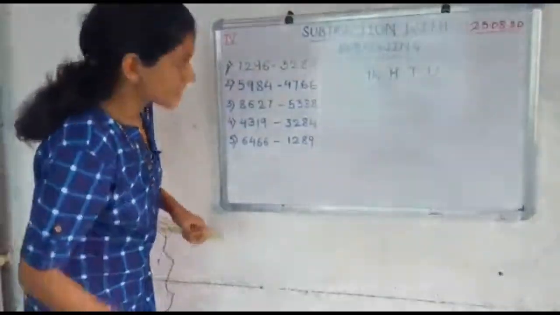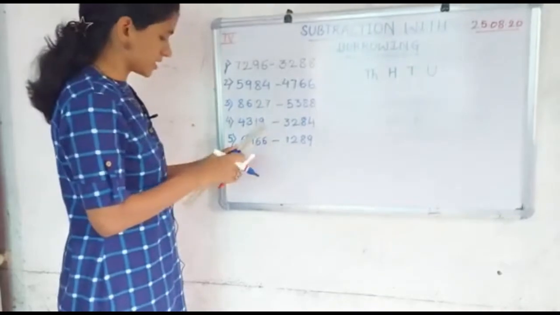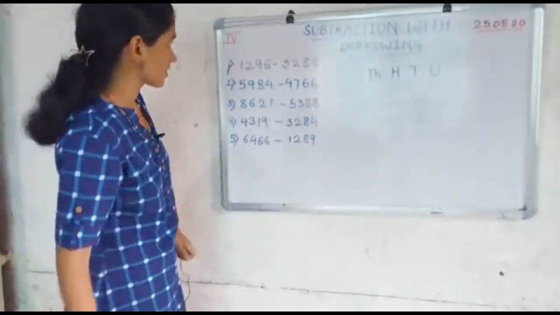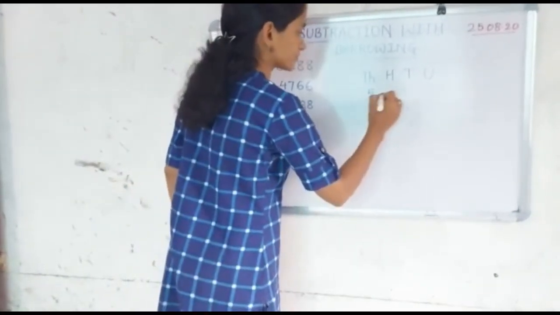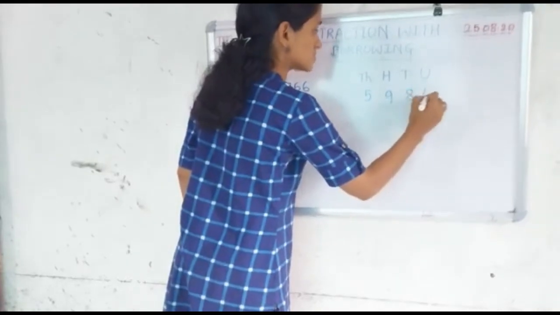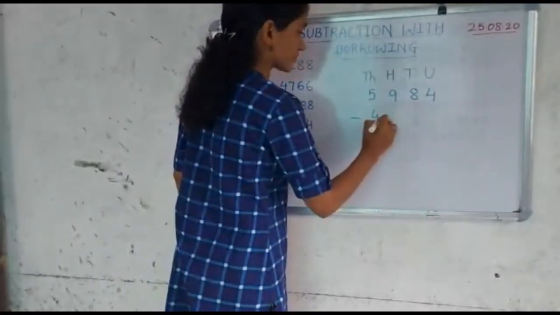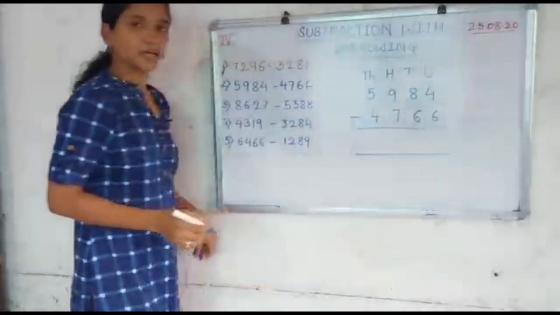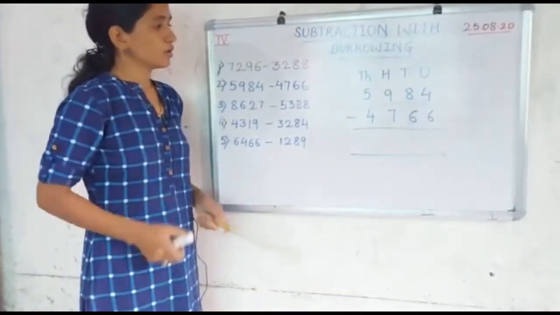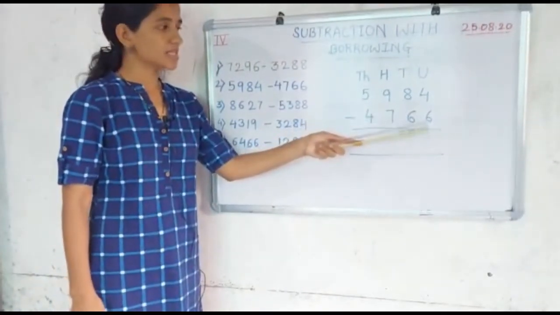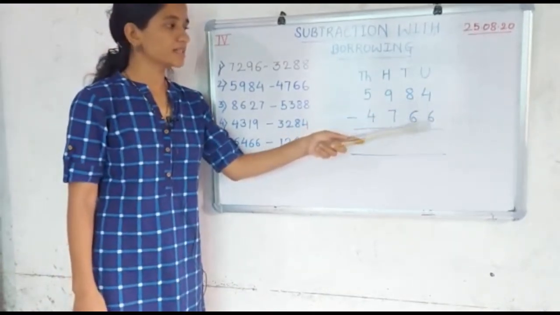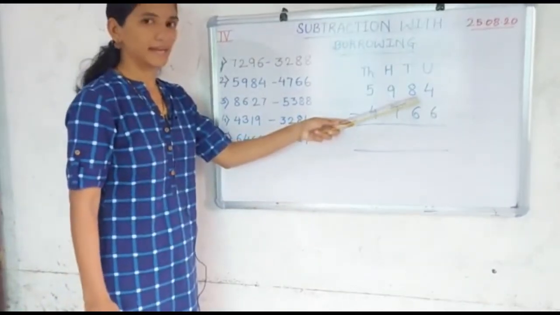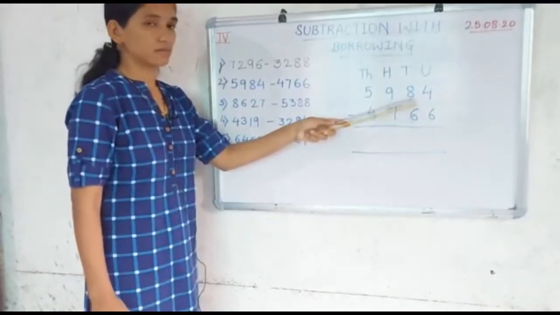So we will write the second question now, that is 5984 minus 4766. Again here, if you look at the units place value, 4 is smaller than 6 and 6 is bigger than 4. So you cannot subtract 6 from 4. So what will you do? You will borrow one number from 8, the number right next to 4.